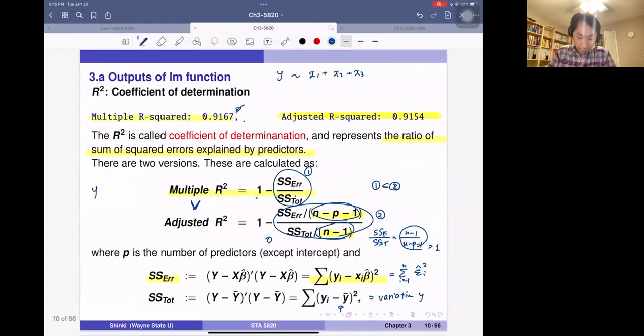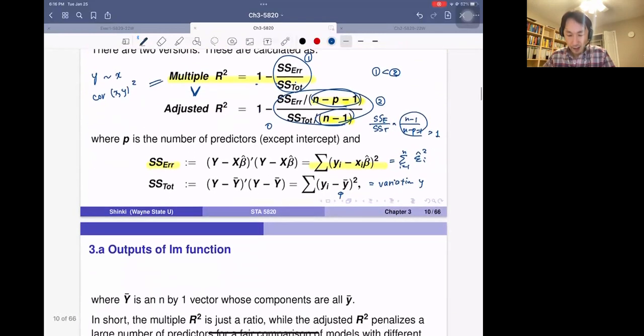And if we have only y and a single x, then the correlation between x and y, if we take the square of this, becomes multiple R squared. With more than 2 variables, we cannot interpret it that way, but if we have one predictor x, then the square of the correlation between x and y is multiple R squared. So that's why we call this multiple R squared.